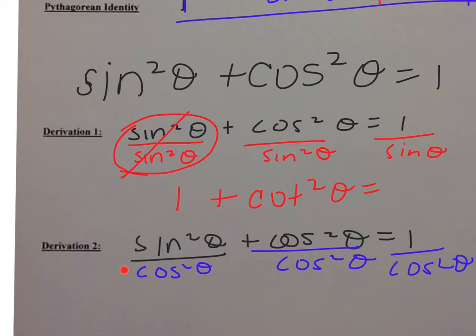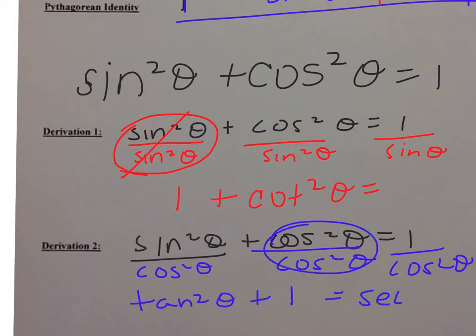So sine squared theta divided by cosine squared theta is tan squared theta. Remember, sine over cosine is tangent. Plus, anything divided by itself here is equal to 1. And 1 over cosine is equal to secant. So it'd be equal to secant squared theta. So there's 3 identities that we have here that you have to be aware of.